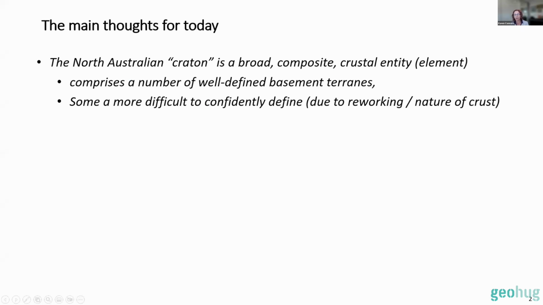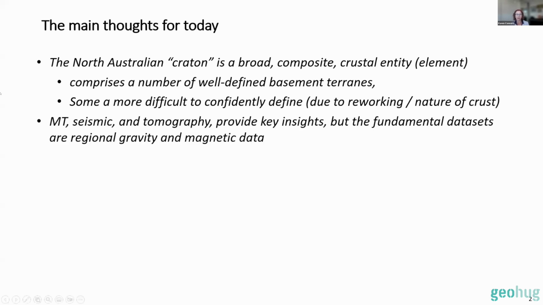So a couple of the overarching thoughts that I'd like to leave you with today. The North Australian Craton is obviously quite large. It's a composite crustal entity. Craton is probably not the best name for it, but it's the well-recognized name, so I'll use that today. Within that, there are a number of really well-defined basement terrains, but some of those terrains are a bit more difficult to define their boundaries really well, and that's in large part due to reworking and the nature of the crust.